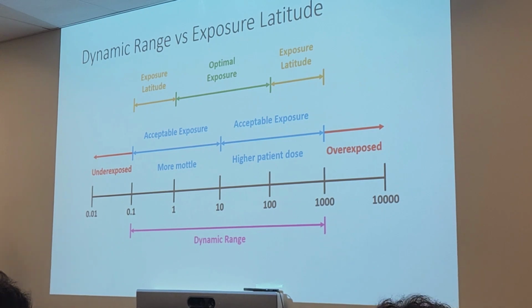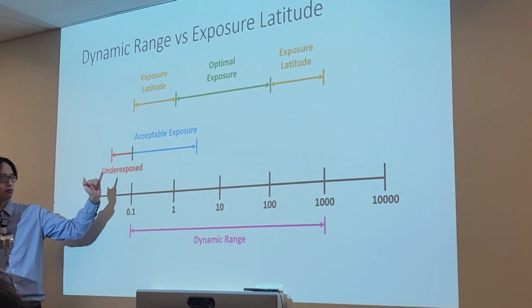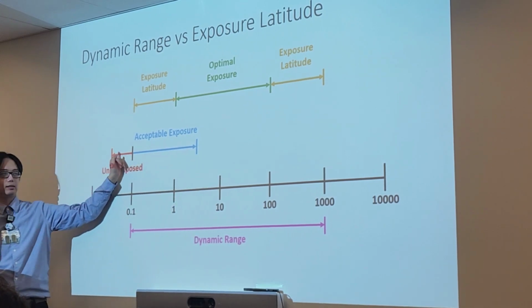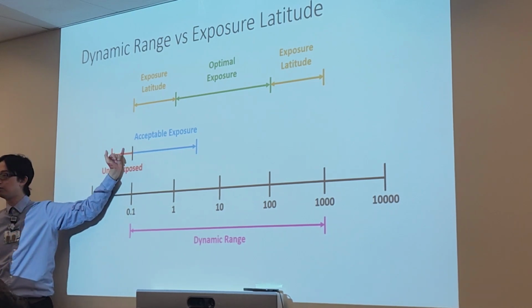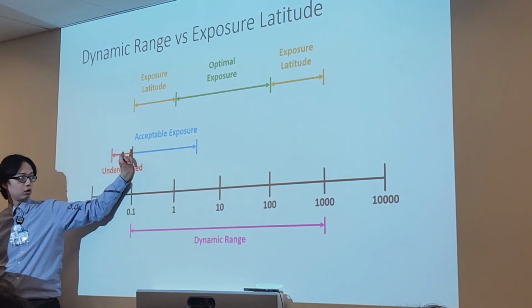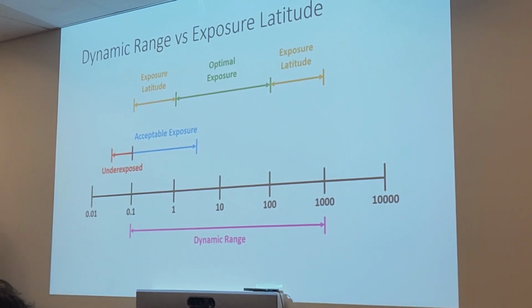Now, if you have a poor exposure, if you use a poor technique, a kVp or mAs that's not correct, then what you end up with is something like this. Part of your image is inside the dynamic range, part of your image is outside the dynamic range. So in that case, this part of the image isn't going to show up properly. This is the lower end, so your low dose areas aren't going to show up properly.